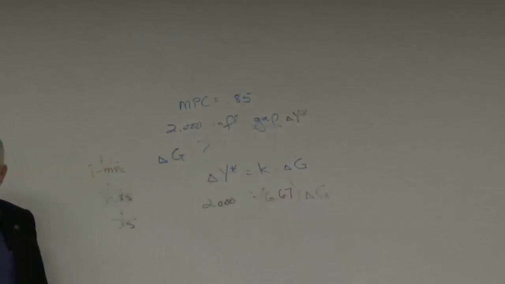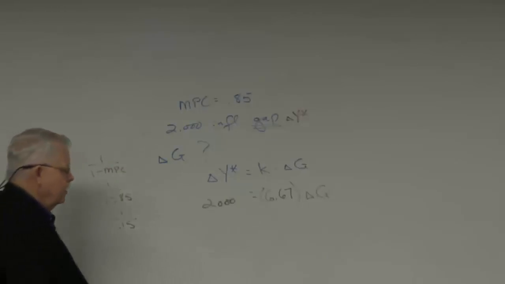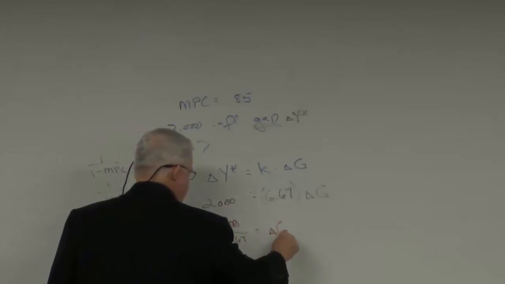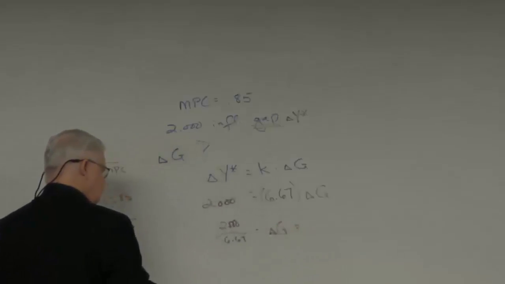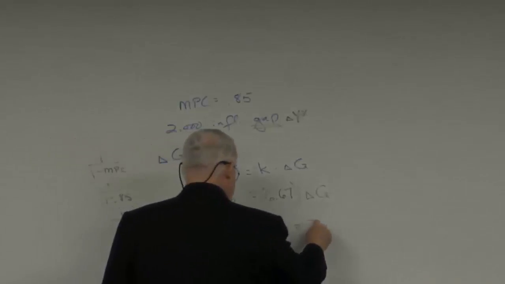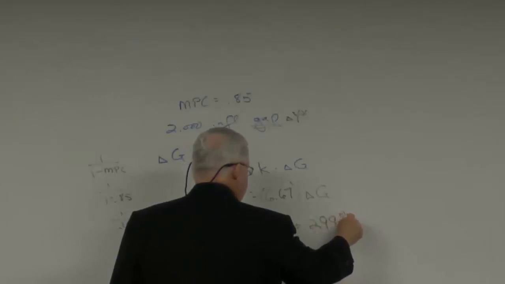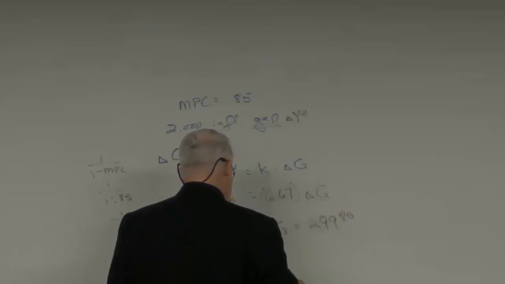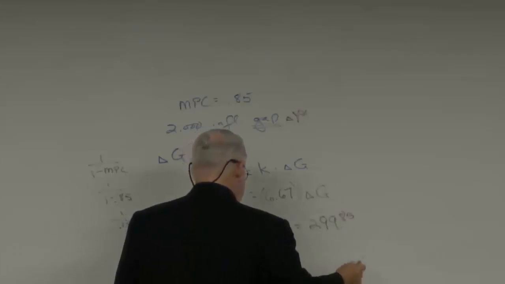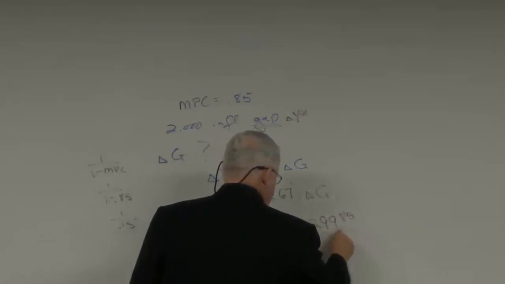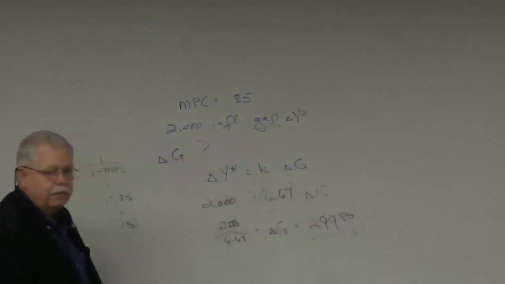Everybody with me on that part so far? Remember how to get the multiplier. So then we're just going to divide 2,000 divided by 6.67. That's delta G. How much is that? $299.85. $299.85? Yes. Close enough. We're rounding just a little bit, but that's our solution.